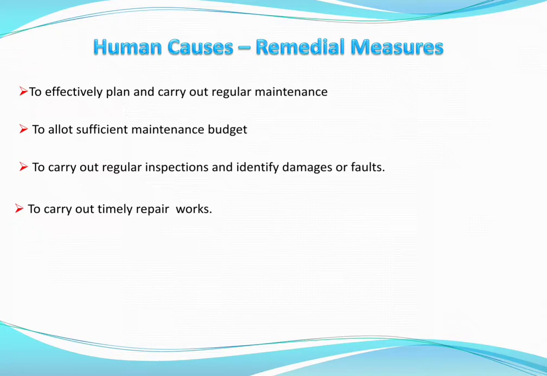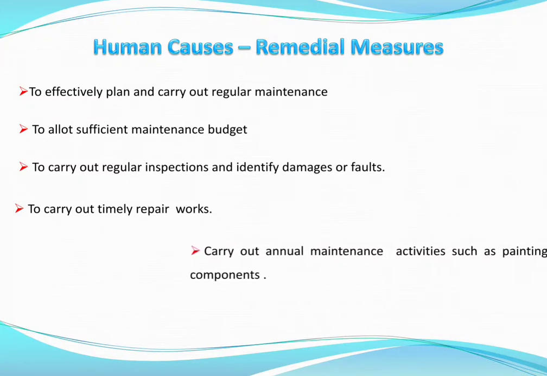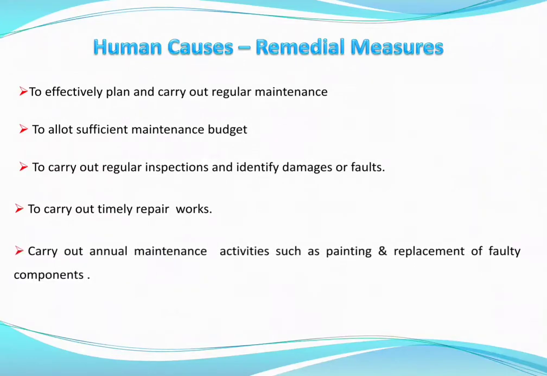So these are a few factors which can be the remedial measures against the human causes for deterioration. One more to add to it is to carry out annual maintenance activity such as painting or replacement of faulty components. Annual maintenance, and painting in that, becomes very important because it gives an enhanced look to your structure as well as acts as a protective layer.